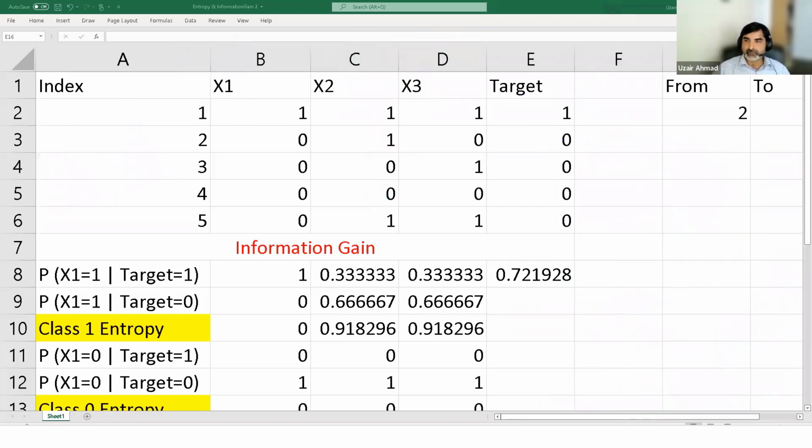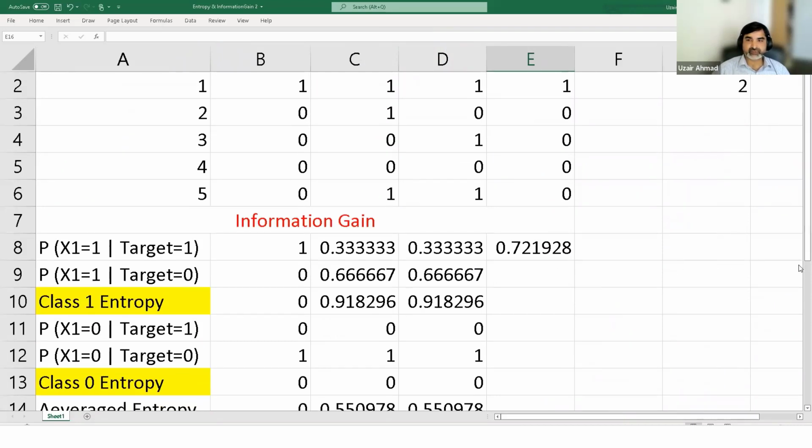Let's look at this spreadsheet now, which is automatically calculating these metrics for us.